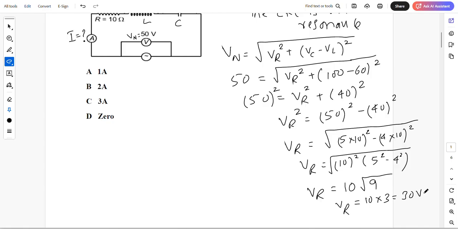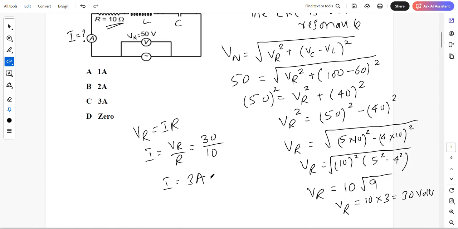Right, 30 volts. Now what you have to calculate is the current. Vr is equal to I into R, so I is equal to Vr by R. Vr is 30, divided by the value of the resistance here, which is 10 ohm. So I is equal to 3 amperes, which is the right answer. This is 30 volts by 10 ohm, which is 3 amperes. The value of current is 3 amperes.